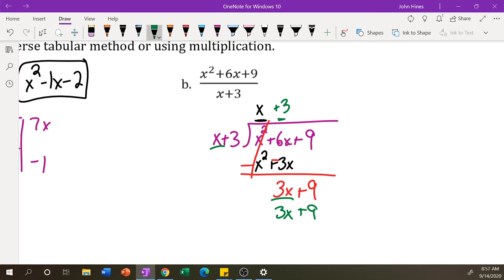This works out beautifully because when I change my signs to subtract here, I end up with a remainder of 0. So my quotient actually comes out to be x plus 3 as my answer. Don't just do what I did and box it in. Please actually write out what your answer is. So that wasn't too bad.